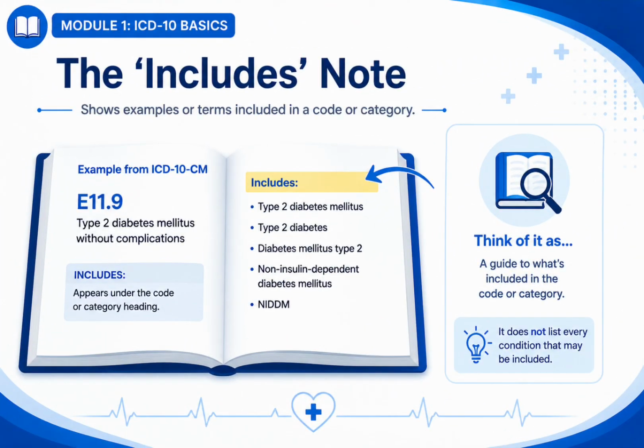An includes note provides examples or clarification about the conditions that belong within a particular code or category. Think of it as helping you better understand what is included under that heading. While it doesn't list every possible condition, it gives useful guidance about the scope of that category.